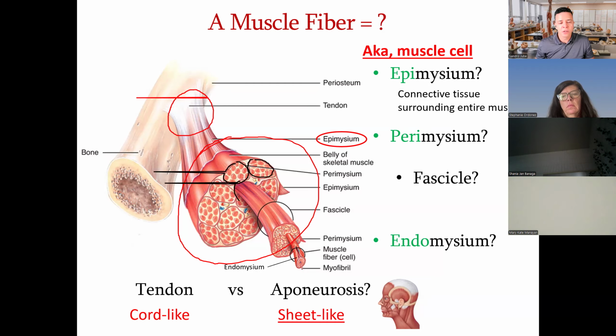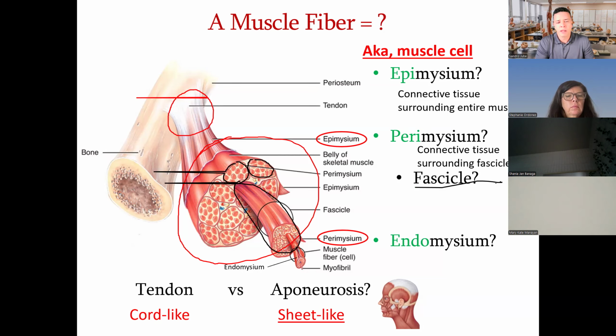And one of these fascicles is being pulled out so we can take a closer look at it. And every single fascicle is also wrapped by a connective tissue called a perimysium. So perimysium are the connective tissue that wraps around the fascicles. Now, what are the fascicles made of?